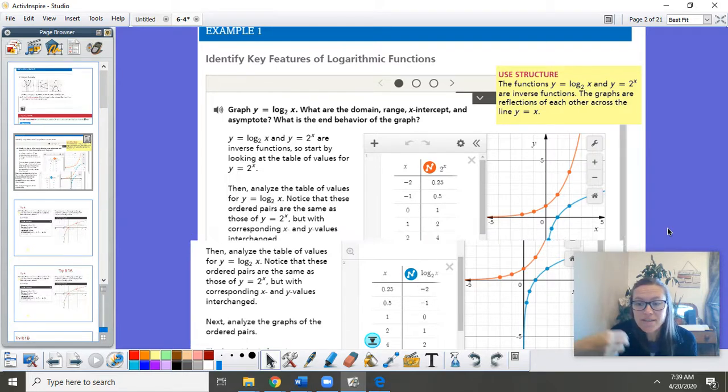So know that it's not our expectation for you to be able to just lickety-split create a graph of a logarithmic function. But what I think is the easiest way is to create the graph for the exponential and then flop those values.